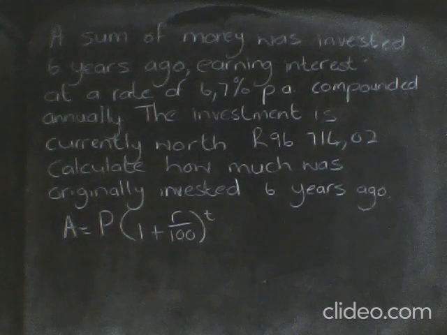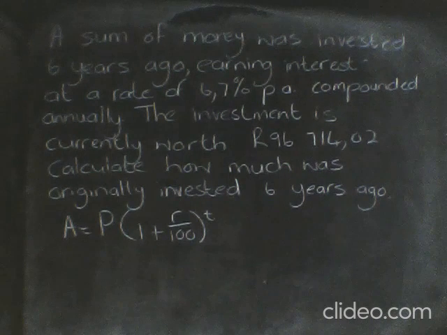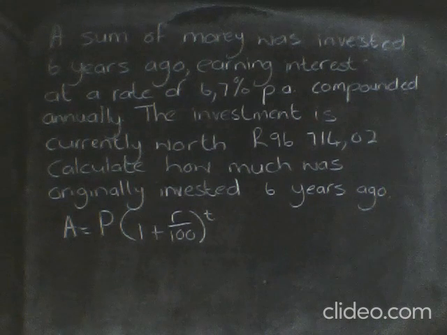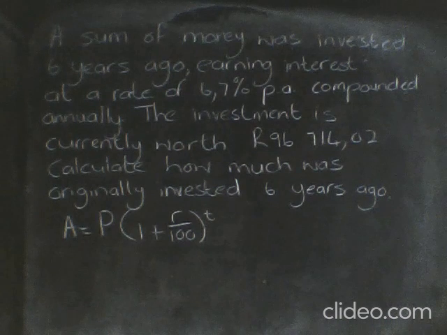Question paper, it says a sum of money was invested 6 years ago, earning interest at a rate of 6.7% per annum compounded annually. The investment is currently worth 96,714 Rand and 2 cents. Calculate how much was originally invested 6 years ago.